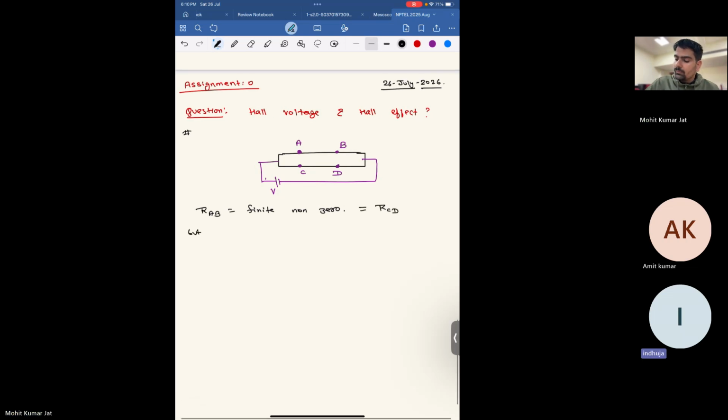But whatever I'm saying is at B equal to 0. But in RAC will be equal to RBD will be 0.